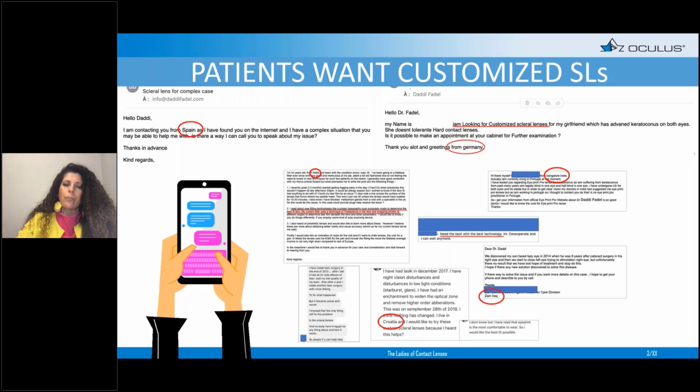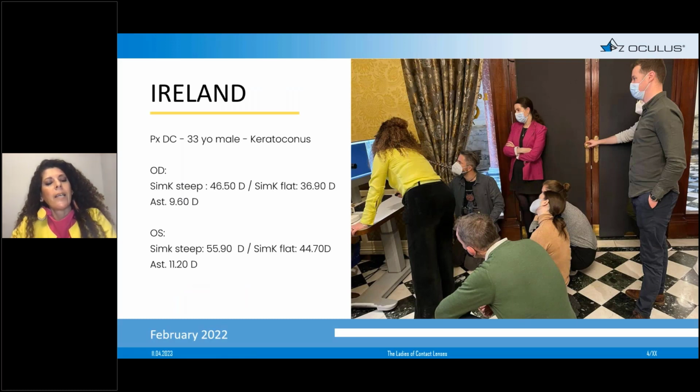Next, please. In my project that I founded to teach practitioners how to fit scleral lenses in different countries, the first country in 2022 was Ireland. In Ireland, I had my contact, Kian Gildea, an Irish optometrist, who helped me in the organization of the workshop. And he brought two patients to the workshop. One of these patients was a 33-year-old man, and he had keratoconus.